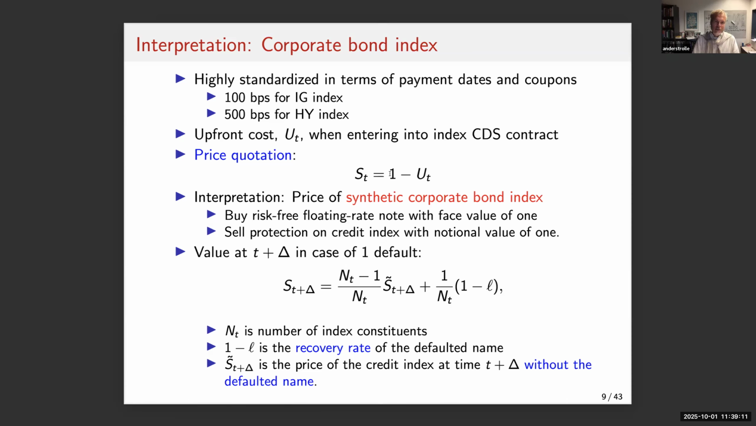So what's the value at the end of the holding period? Well, if there's no default, it's trivial. If there is a default, then this is the value of the index at the end of the holding period. Each name in the index has a notional which is 1 over the number of names in the index, so here we just normalize the total notional to 1, divided evenly across the index constituents. If you bought the index and you have a default, then you get 1 over n, the notional attached to the name that defaulted, times its recovery rate. And then the index continues, so you have the price of the index without the defaulted name on a reduced notional. From this, we can construct a return on this synthetic corporate bond index.